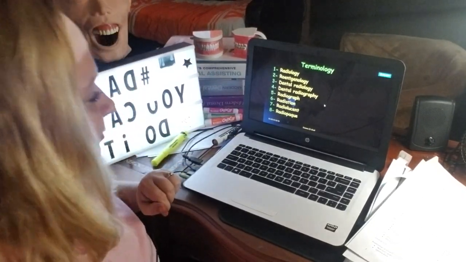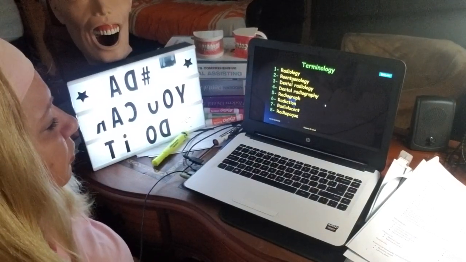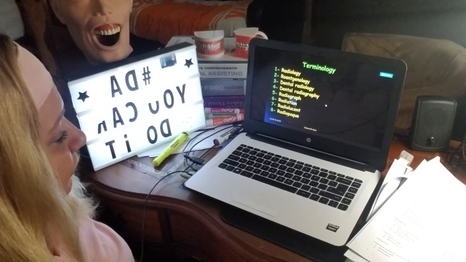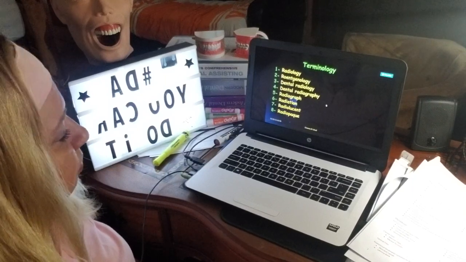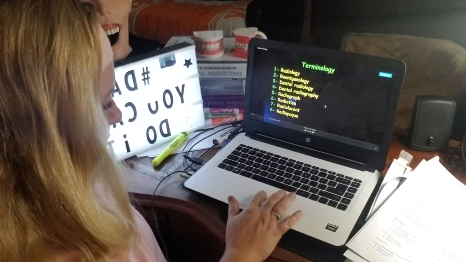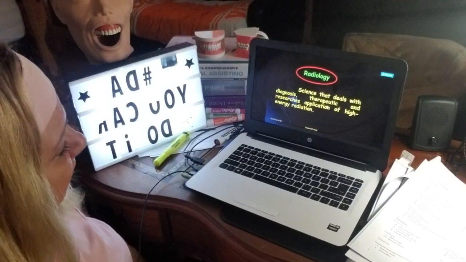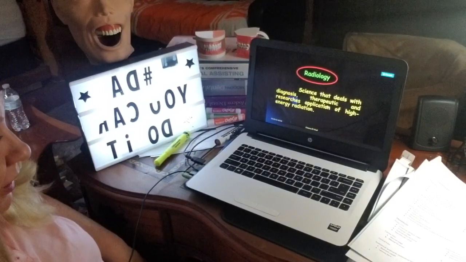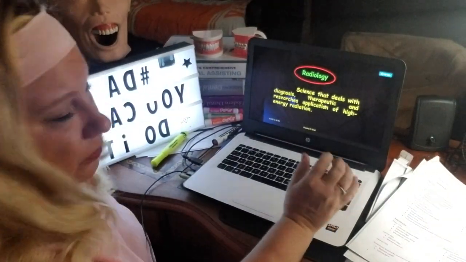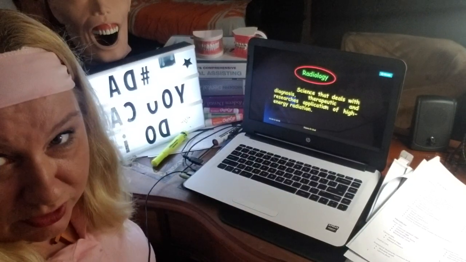And let's begin. So the words that you're going to need to know are radiology, roentgenology, dental radiology, dental radiography, radiograph, radiation, radiolucent, and radiopaque. Radiology: science that deals with diagnosis, therapeutic, and research application of high-energy radiation. So, radiology, when you're taking an exam, look for science that deals with diagnosis, okay?